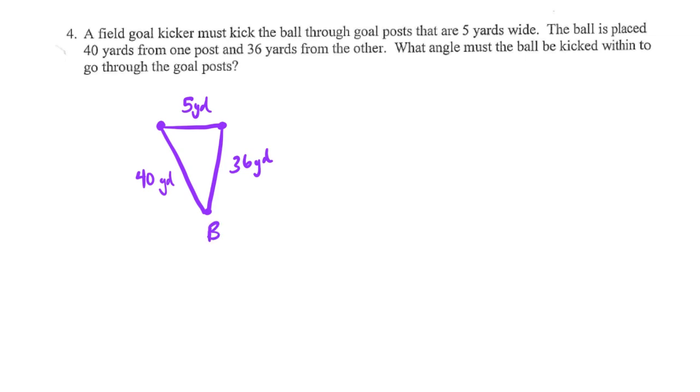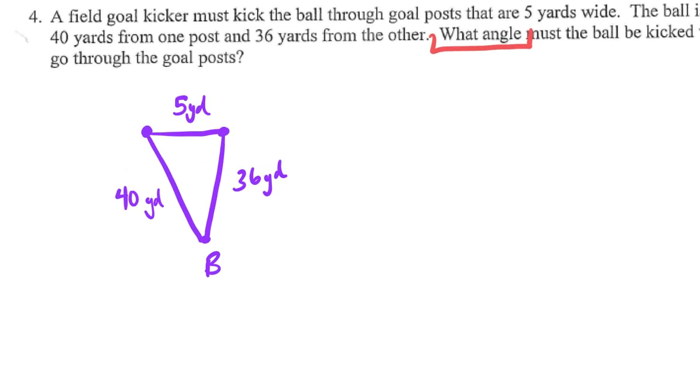If this is the ball, then the problem asks me, what angle must the ball be kicked within to go through the posts? So if you have your diagram here, if that ball was kicked out here, then you're going to miss going between the posts. So what the problem asks for is, what angle does it have to go through so that when it's kicked here, it goes through the posts somewhere. So if you're looking at my diagram, I need to find angle B.